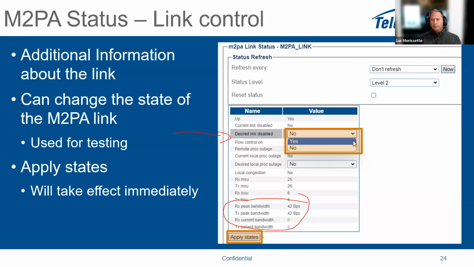The other thing I want to mention here is that when you select yes here to say, I want to disable the link, and then you click on apply states, this will apply immediately. It will apply the effect immediately. So the link will go down right away. So you don't need to activate the configuration. Of course, once you finish your test, you need to put it back to no and apply states again to bring it back.